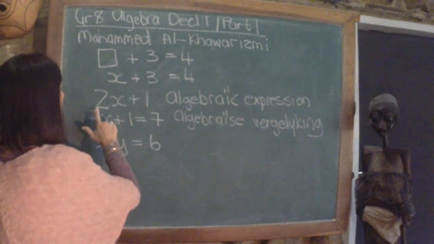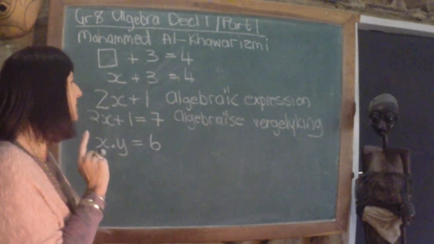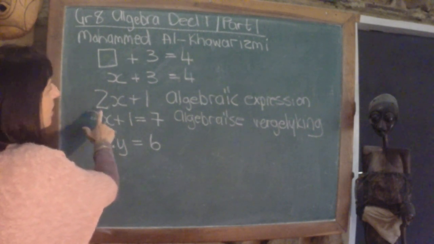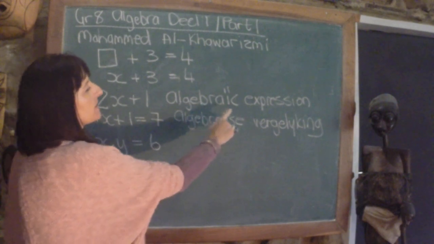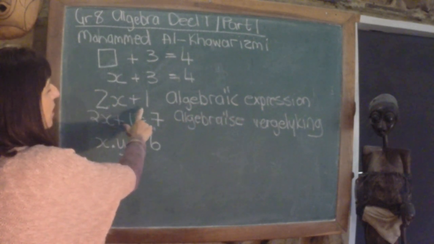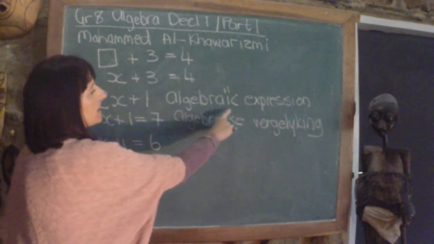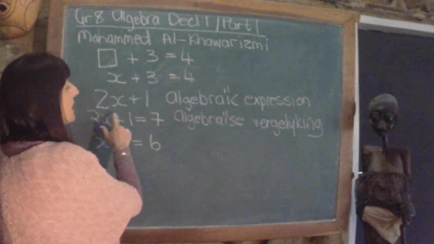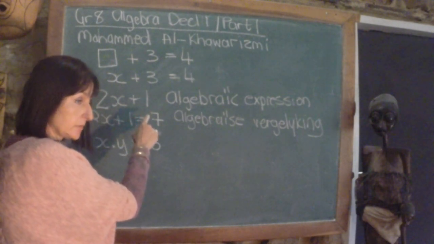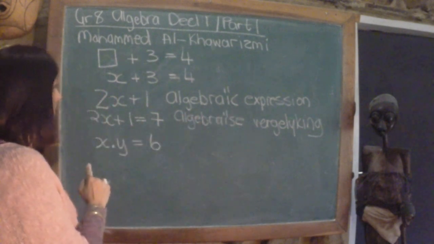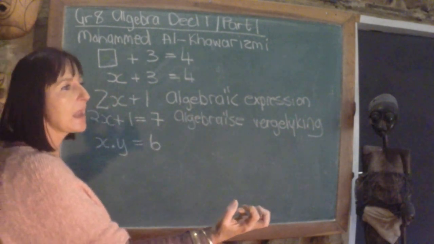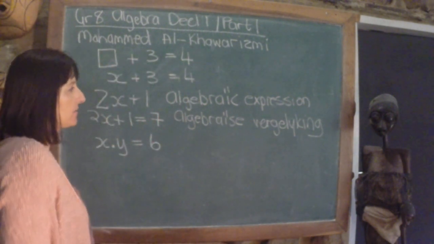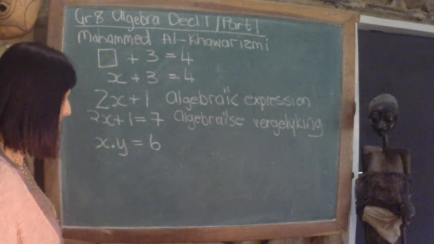When I write something down like 2x plus 1, as ek 2x plus 1 neerskryf, dan praat ons hier van 'n algebraiese uitdrukking. 2x plus 1 we call an algebraic expression. Why an algebraic expression? Because there's a letter of the alphabet in it. So now we can take any number and put it into the place of X, because X is a little placeholder.